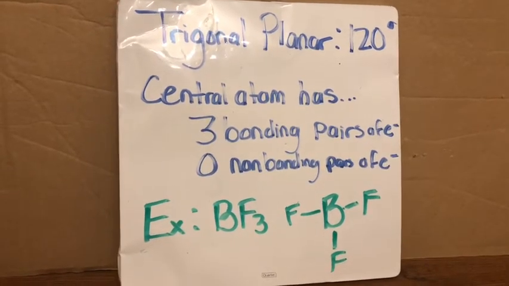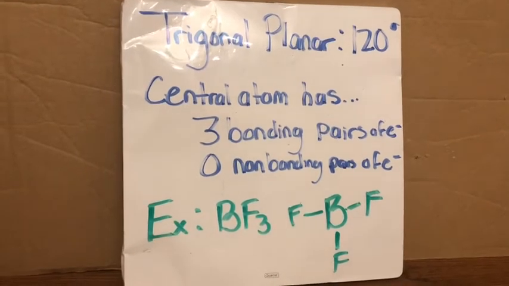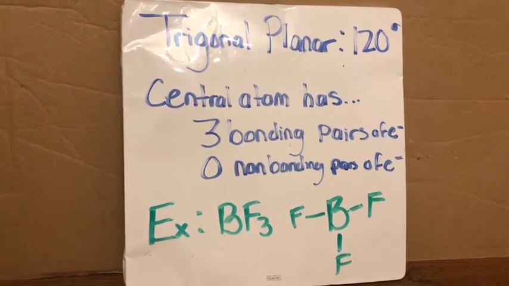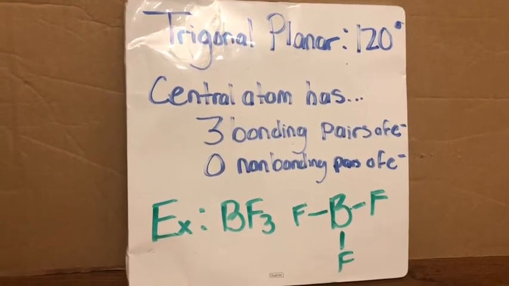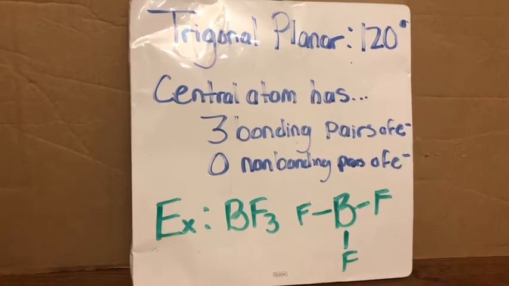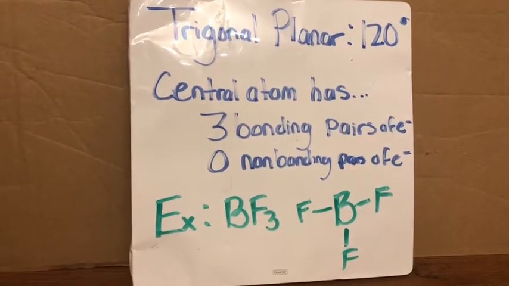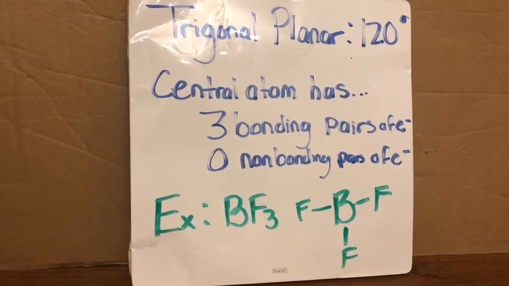Trigonal planar conformation has bond angles of 120 degrees. The central atom has 3 bonding pairs of electrons and 0 non-bonding pairs of electrons, making it an exception to the octet rule that we normally follow. An example is boron fluoride, or BF3.